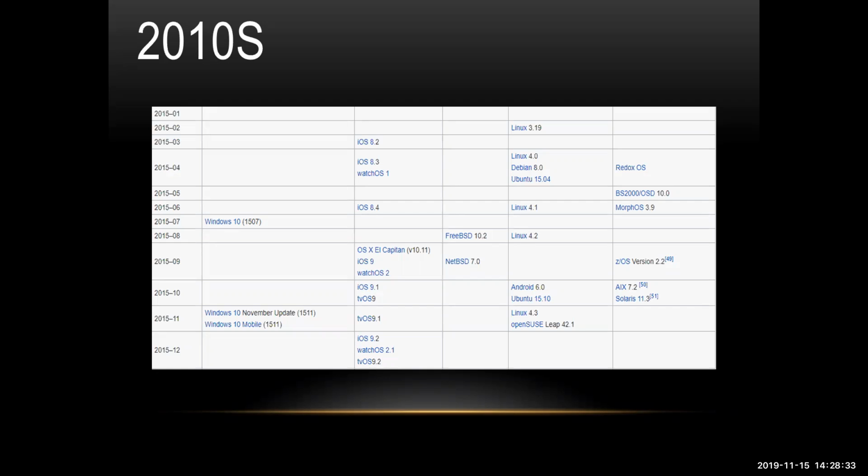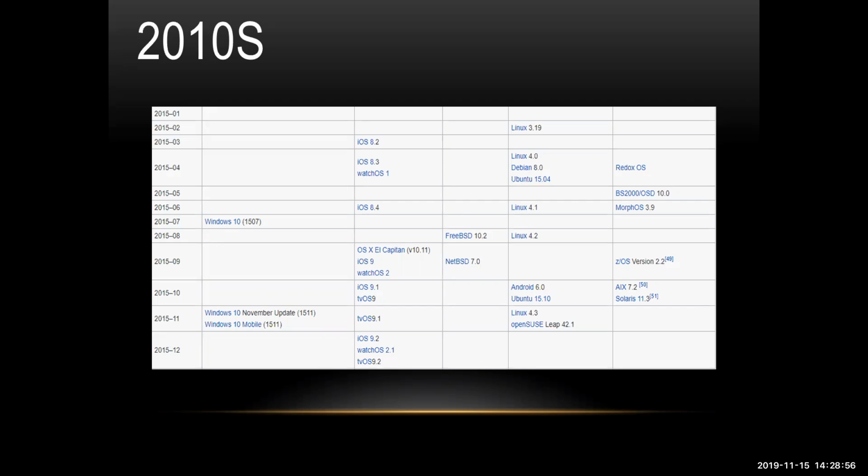And then October, we had the iOS 9.1, tvOS 9, Android 6.0, Ubuntu 15.10, AIX 7.2, Solaris 11.3. And then November, the Windows 10 November update 1511. And then Windows 10 Mobile 1511.